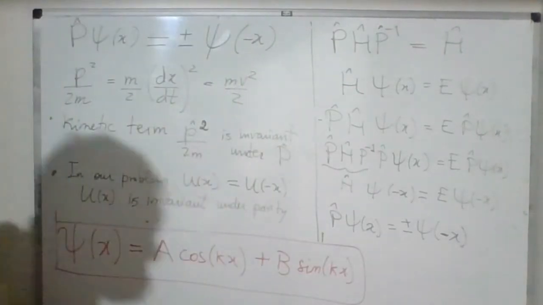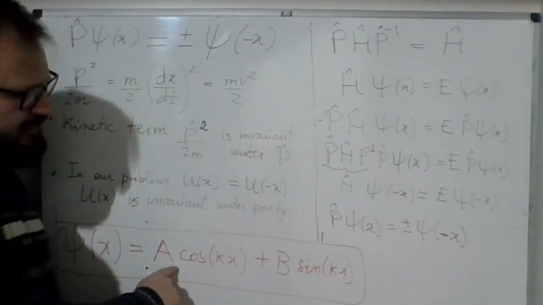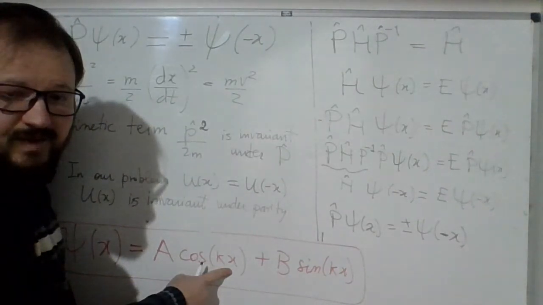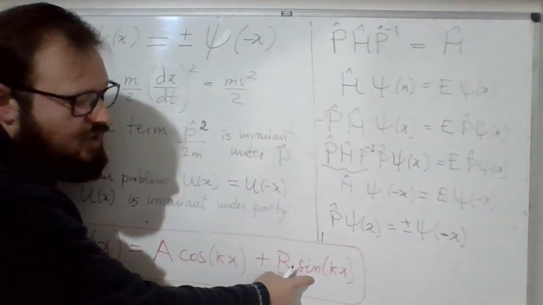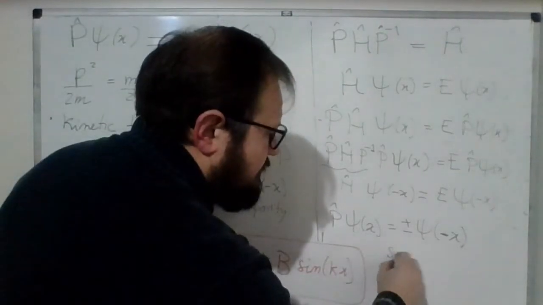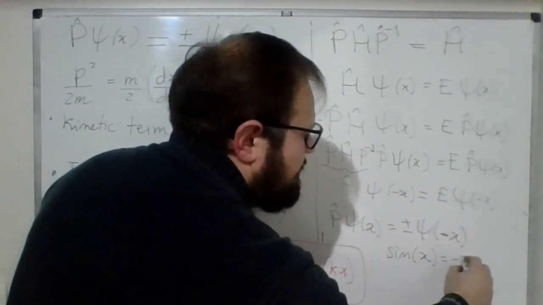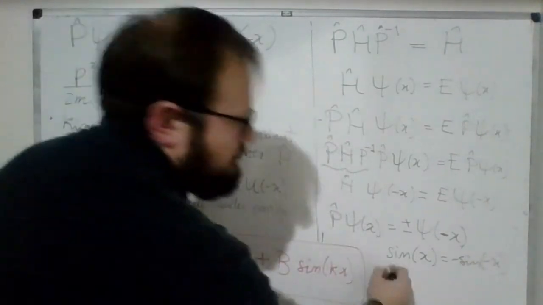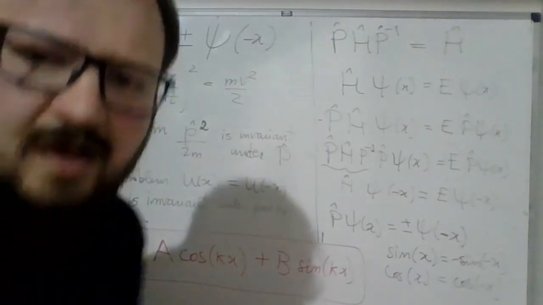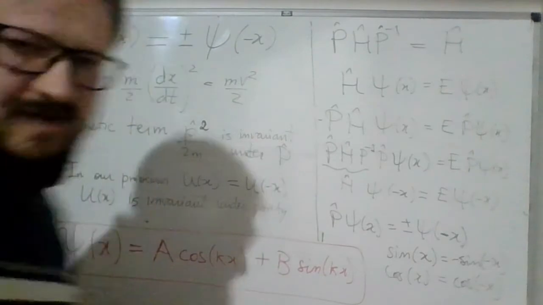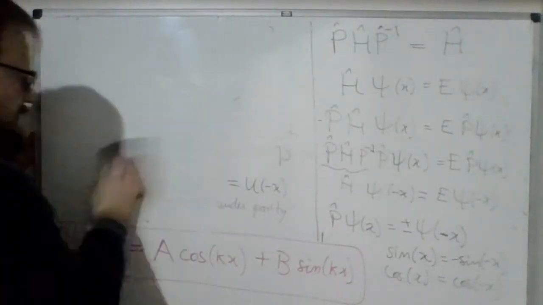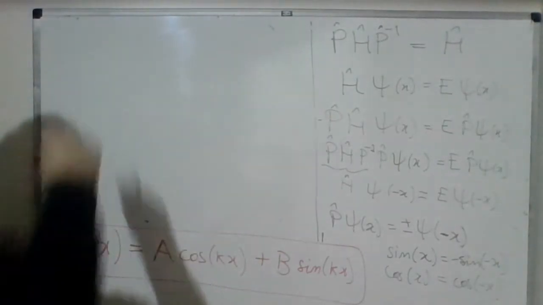And why is that? Because our solution here corresponds to two possibilities. A cosine function, which doesn't change sign if you plug in minus x in place of x because it's an even function, and the sine function, which is odd under parity because if you replace minus x here, the sine function changes sign. So remember, sine of x is minus the sine of minus x, and the cosine of x is equal to the cosine of minus x. So the sine and the cosine functions are parity eigenstates. All right? That's a very important point here. Well, this way we already know what to do.